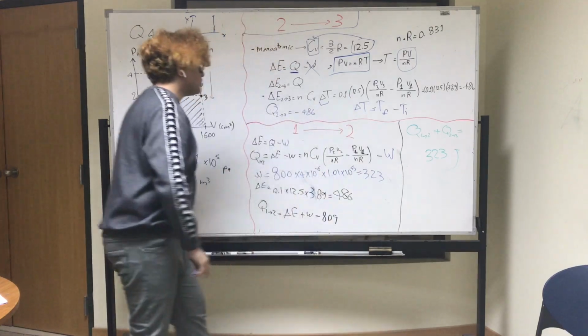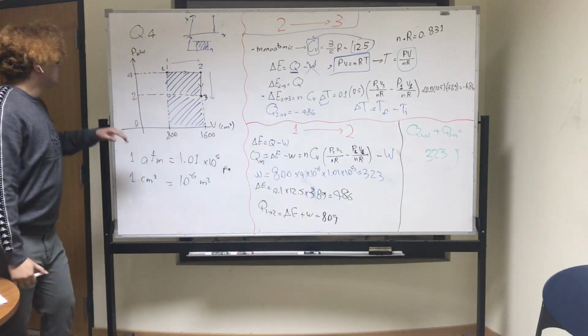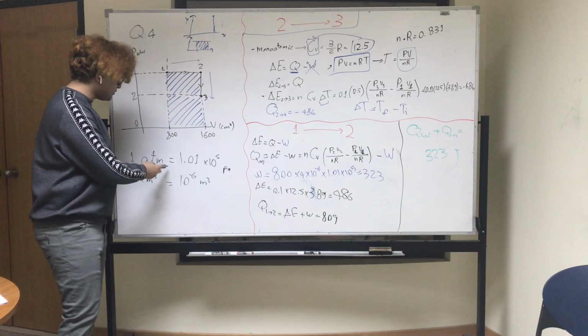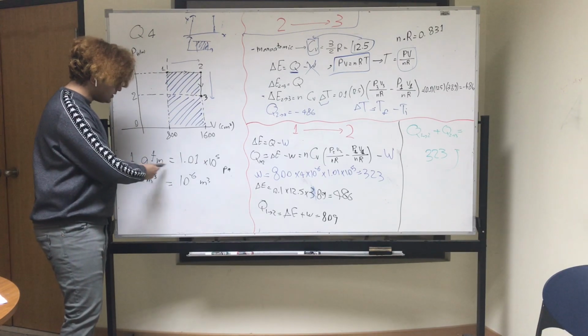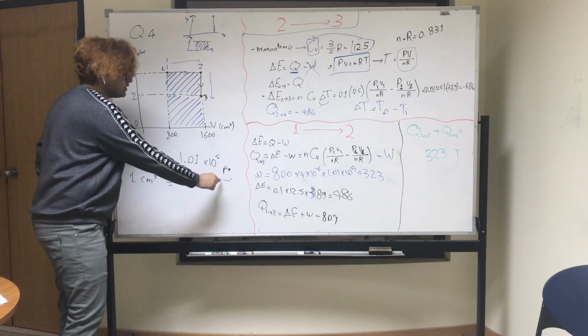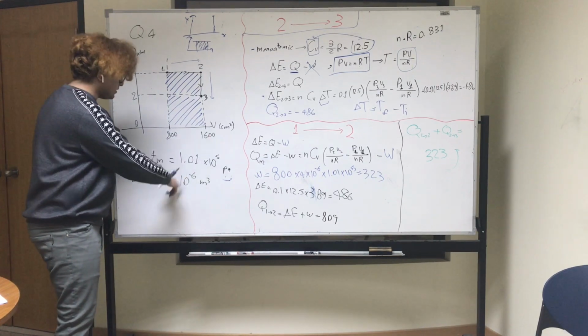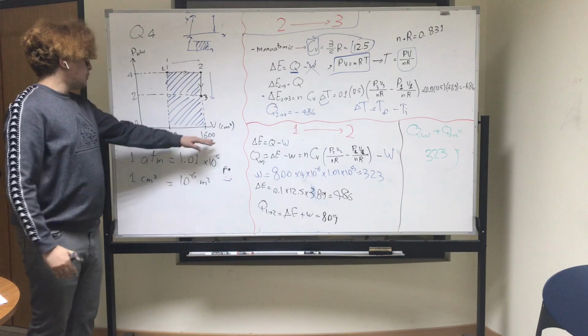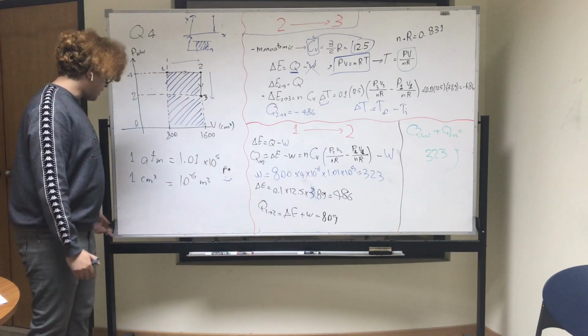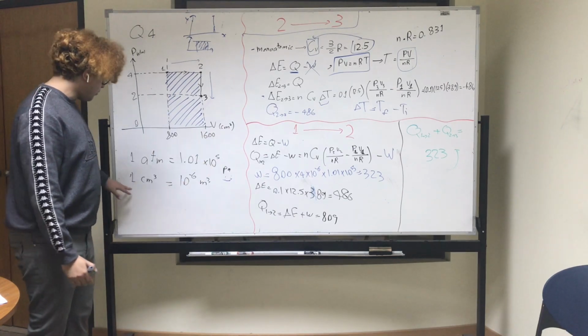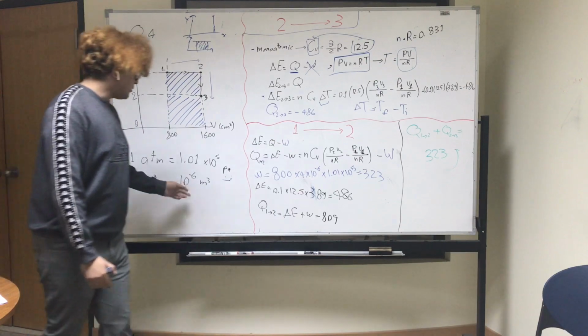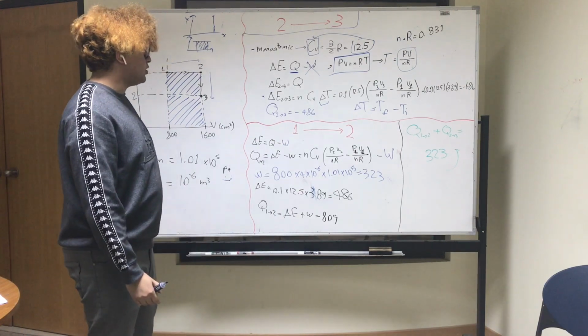And don't forget to use your conversion factors, because we're given pressure in atmospheres and we want it in Pascals, which is the SI unit for pressure. So don't forget to use these conversion factors. And we're given the volume in centimeters cubed, and we want it in meters cubed. So 1 centimeter cubed is equal to 10 to the negative 6 meters cubed.